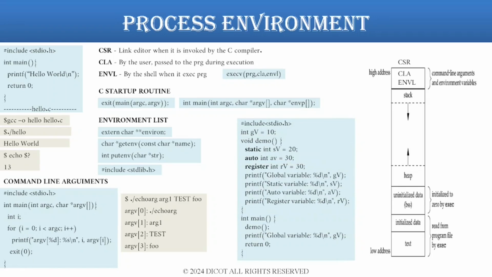In this example, gv is a global variable and will be allocated memory in the initialized data segment. sv is a static variable and will be allocated memory in the initialized data segment. av is an automatic variable and will be allocated memory in the stack segment. rv is a register variable and will be allocated memory in the CPU register.